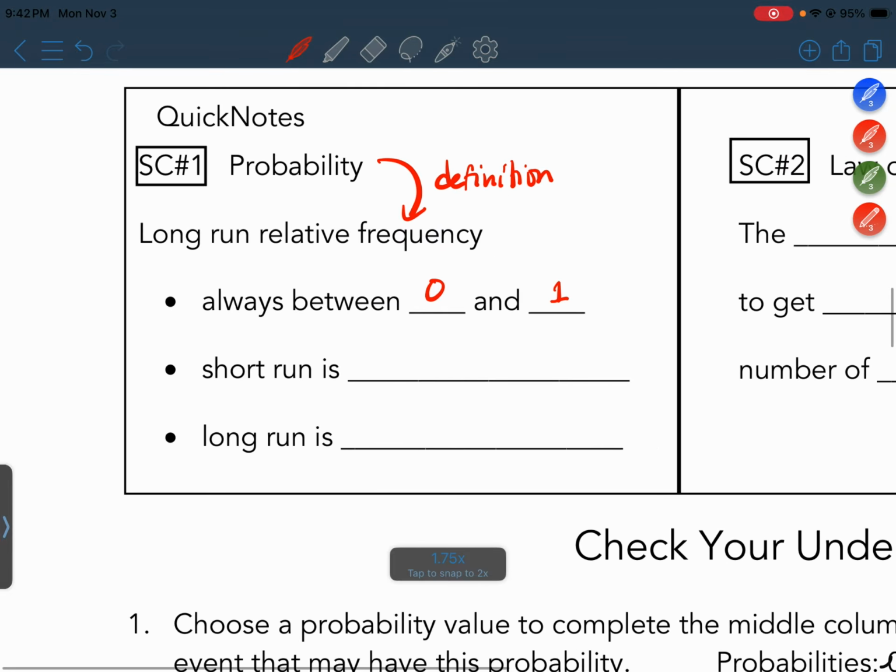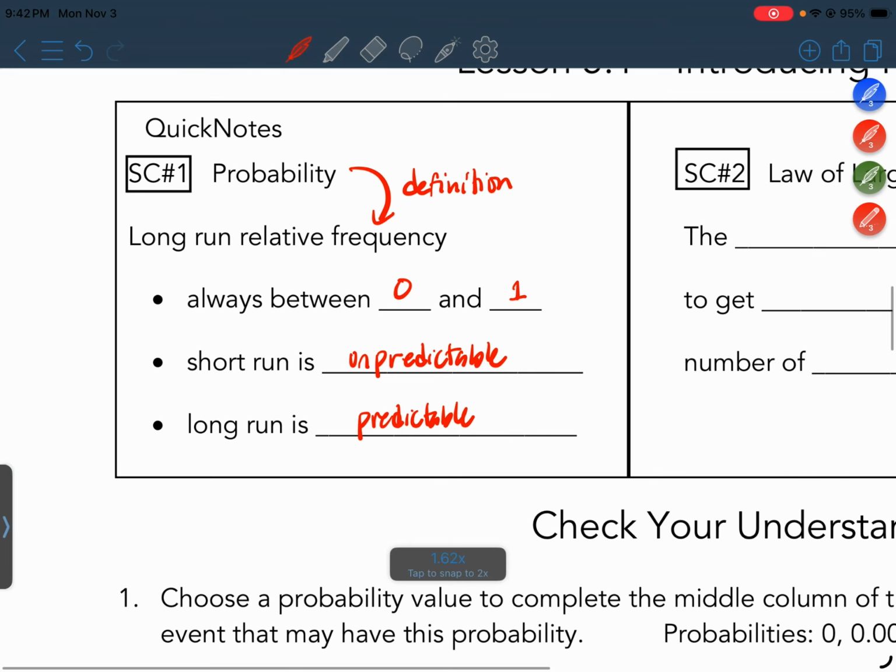Okay. All right, now what's the difference between short run and long run? Okay, in the short run, the pattern is just too unpredictable. Okay, so we can't really estimate what the probability is in the short run, but in the long run, it becomes much more stable. Okay, it's more predictable. Okay, which allows us to then make an estimate.